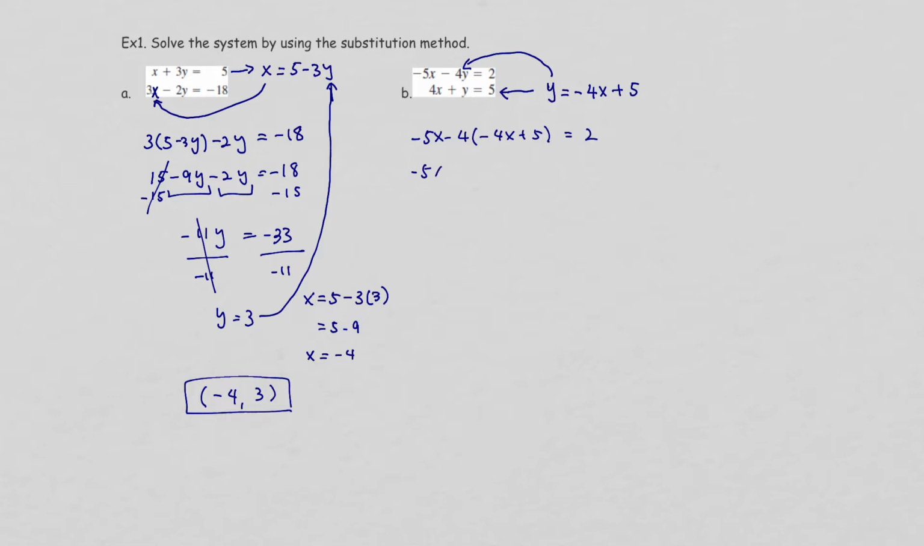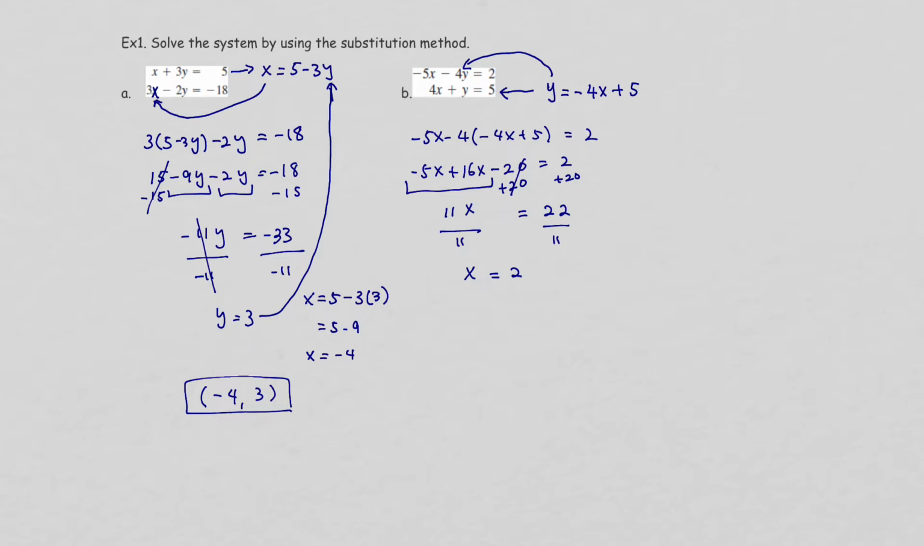I'm going to distribute negative 4, which gives positive 16x minus 20 equals 2. Combine the like terms, I get positive 11x. Then let's add 20 to both sides to put the number on the other side from the variable. I get 22. Let's divide both sides by 11. My x should be 2.